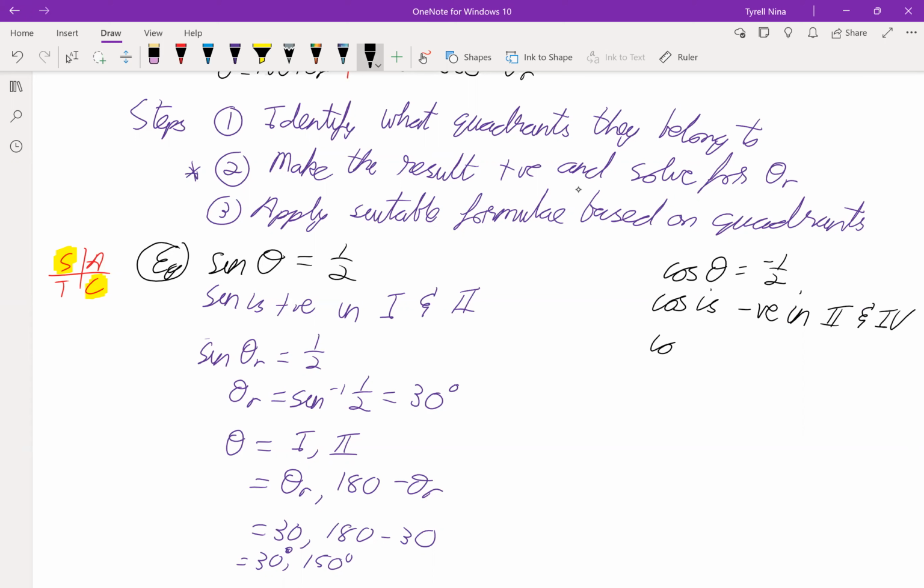So cos of theta r, when I say make the result positive, you make this a half, right? Theta r is cos inverse of a half, which is 60 degrees. So that is where, oh yeah, sorry, third. What nonsense I say in there.